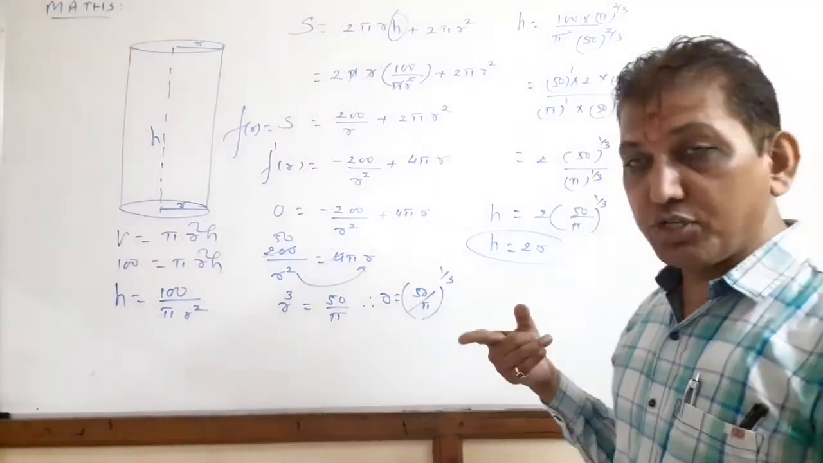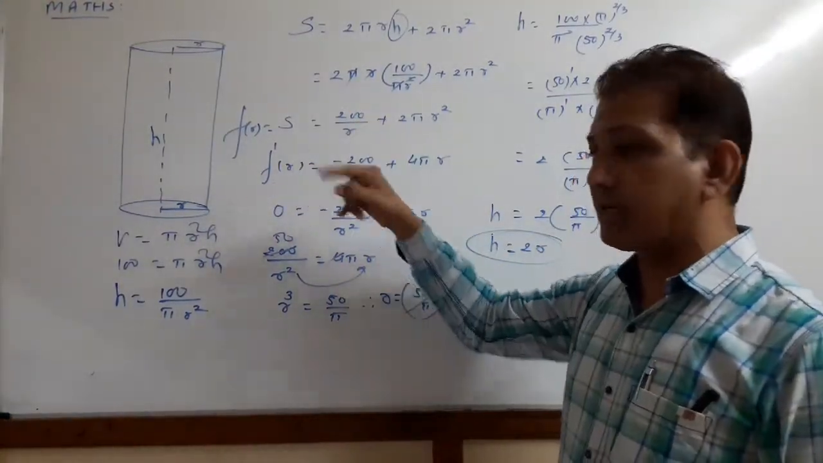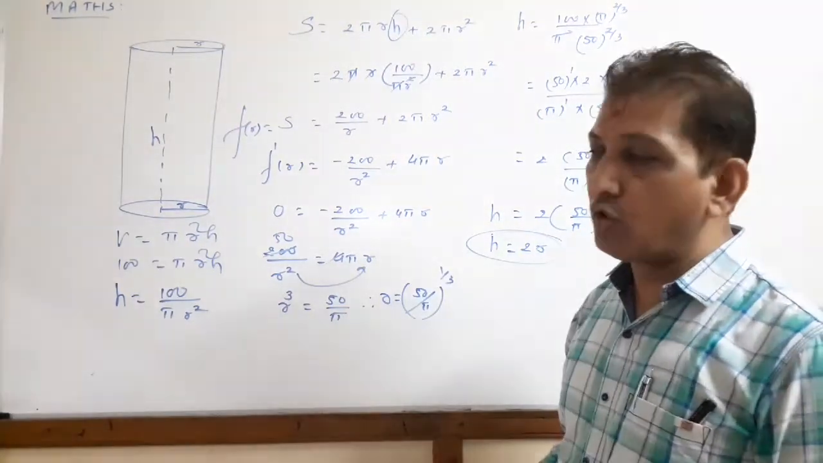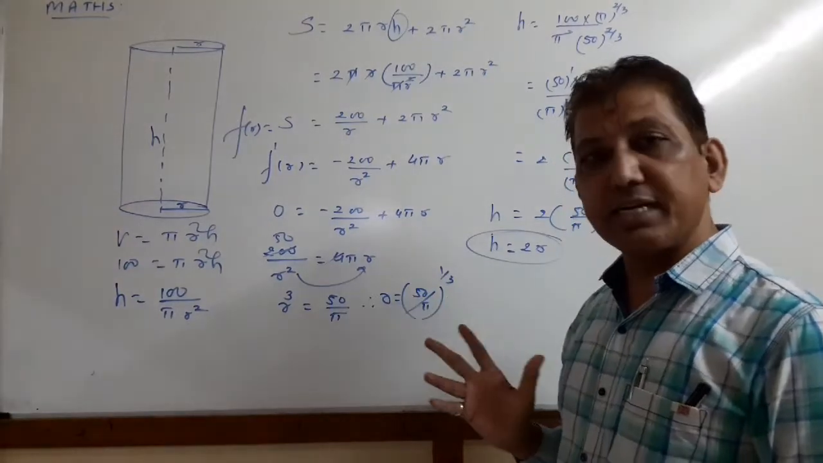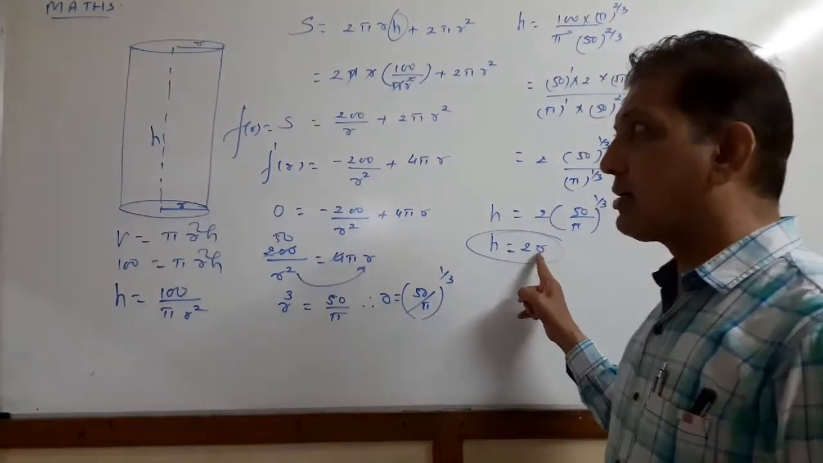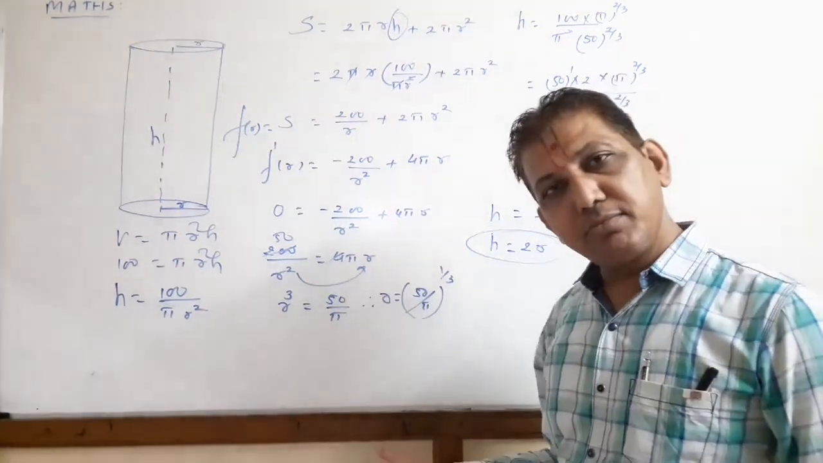Before we discuss the next question, question 20 is the same one. Height is 2 times the radius of the cylinder. Otherwise height and diameter are the same. This is your diameter, so height and diameter of the cylinder both are the same.